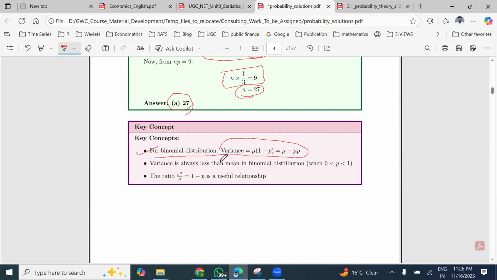So mu times 1 minus p is the variance, which we had already written. Variance is always less than mean in a binomial distribution, where your p is between 0 and 1. This ratio, sigma square upon mu, is equal to 1 minus p. This is a useful relationship. आपको ये याद रखना है. Are you getting?